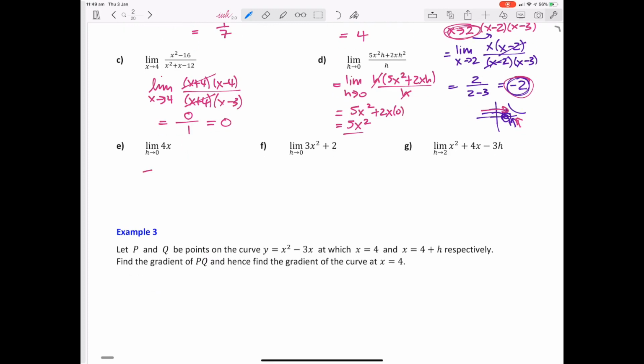Okay, if I have 4x and h approaches 0, that doesn't even affect the 4x, so it's just 4x. It's always going to be the same. Likewise here, h approaches 0, 3x squared plus 2. Of course, that's just going to be 3x squared plus 2, because h doesn't affect it. This one here, h approaches 2, well, that's going to be x squared plus 4x. If I sub 2 into that, I get x squared plus 4x minus 6.